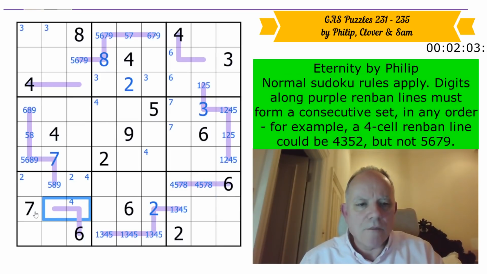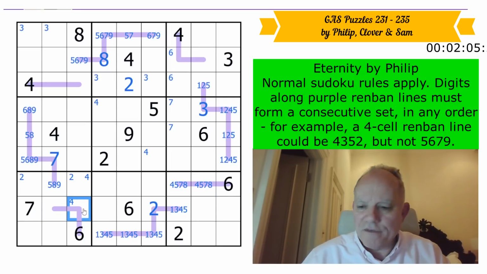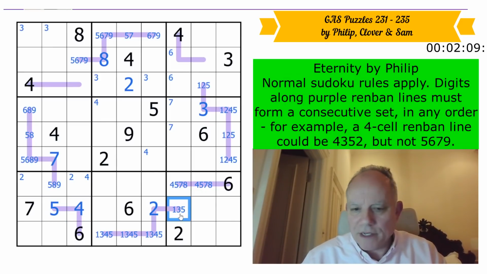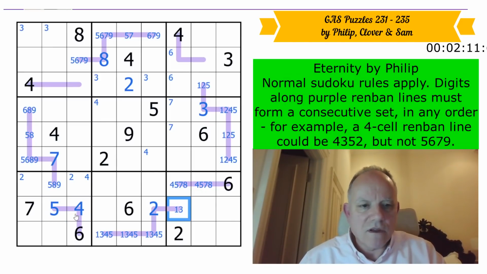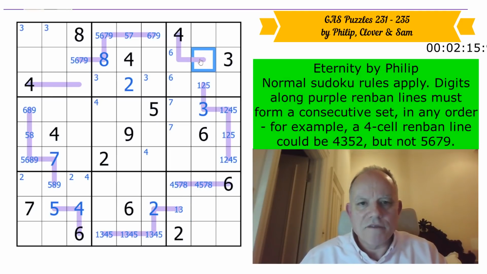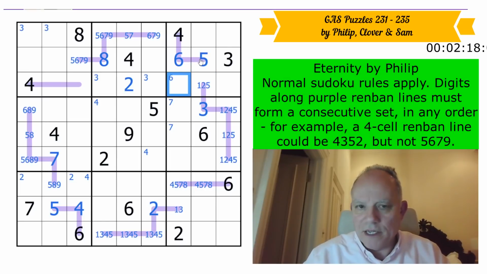Same here. Oh, look, we can't use 7, so that's a 5 and a 4. Oh, that's really easy to see if you just think about it. 4, 5... Now what about up here? Oh yes, here, 5 and 6 if we can't use 3.